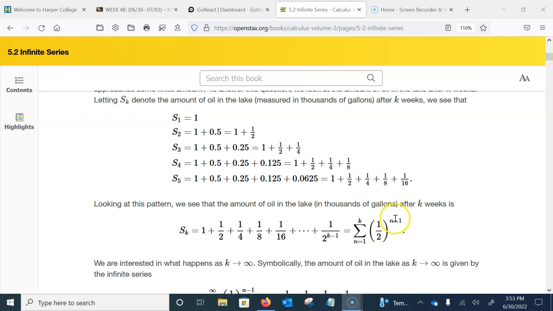So that's why I want a 0 power here. The second term in the sum is 1/2 to the first power. So when n equals 2, I get a power of 1, and I have a 1/2 added. So this is shorthand notation for this explicit sum here. Okay, I'm adding k items. Here's the compact notation: the sum from 1 to k of 1/2 to the n minus 1.